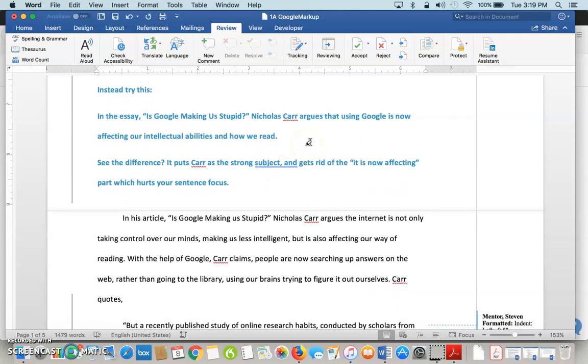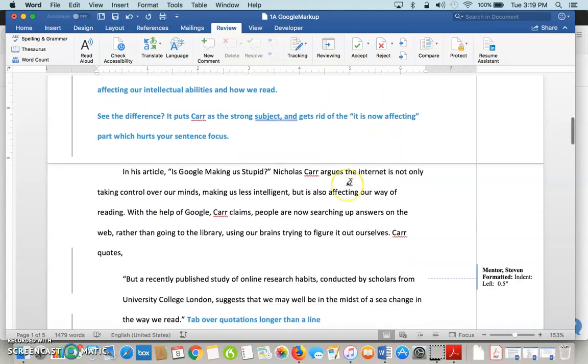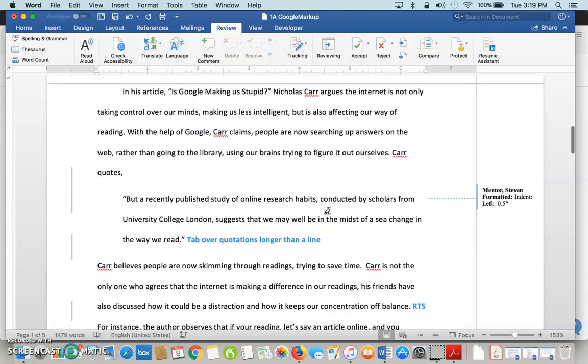In the essay, Is Google Making Us Stupid? Nicholas Carr argues that using Google is now affecting our intellectual abilities and how we read. So you see the difference is putting that strong subject of Carr here, and that piece, using Google is affecting, is a better way to say that. So trying to help people get a little bit better sentence focus. Anyway, here we have the article, the first point, which is that it's affecting the way of reading.